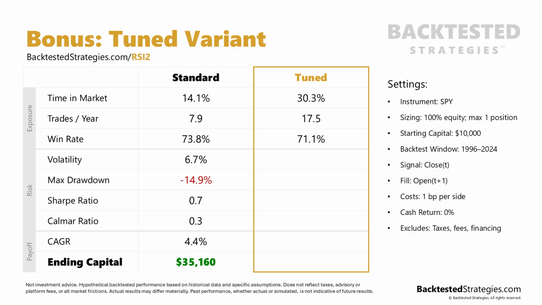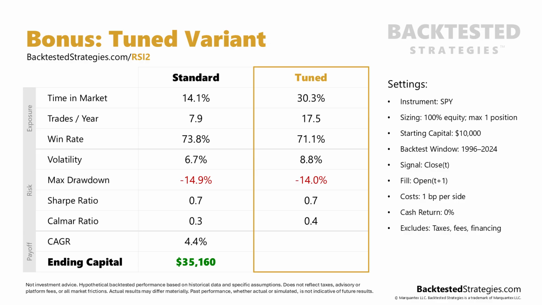Section 2, Risk. For the standard version, volatility is 6.7% with a max drawdown of minus 14.9%. The Sharpe and Calmar ratios are 0.7 and 0.3, respectively. For the tuned version, volatility is 8.8% with a max drawdown of minus 14%. The Sharpe and Calmar ratios are 0.7 and 0.4. So risk stays in the same general range with higher volatility and a slightly better Calmar ratio.